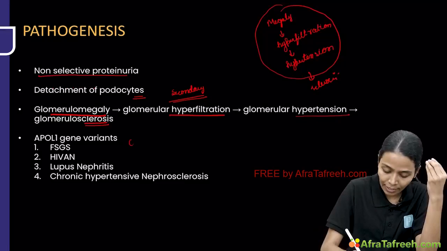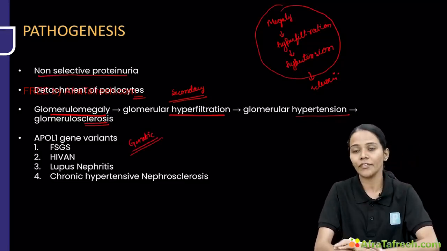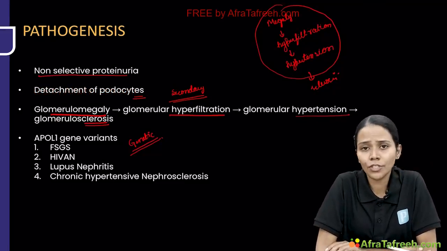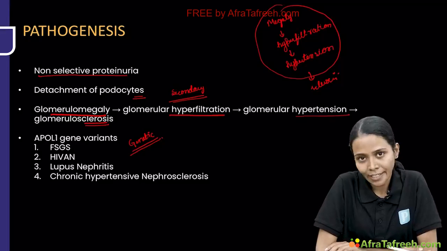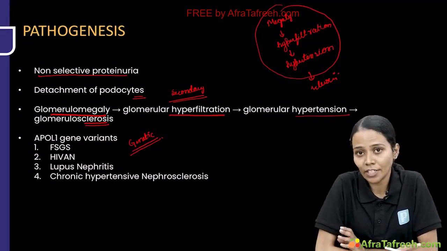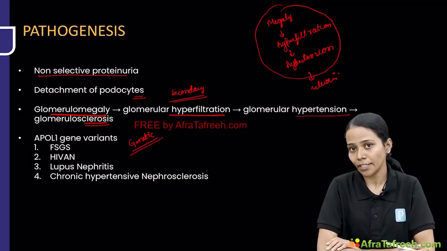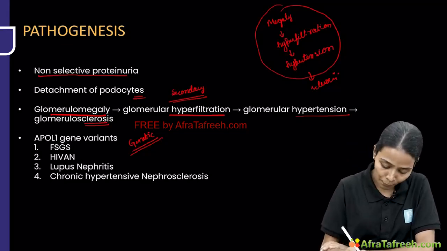This is under genetic, there is an important variant, that is the APOL1 gene variant. This APOL1 is the one which is known to cause many kidney diseases. This gene variation, whatever is there in the African population to protect against malaria, is known to cause many kidney diseases, and these are 4 important kidney diseases.